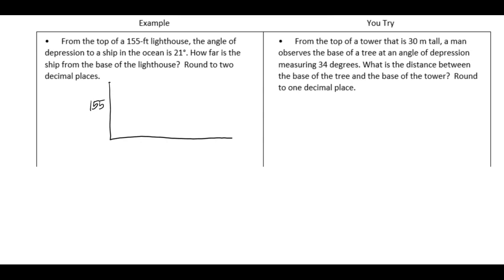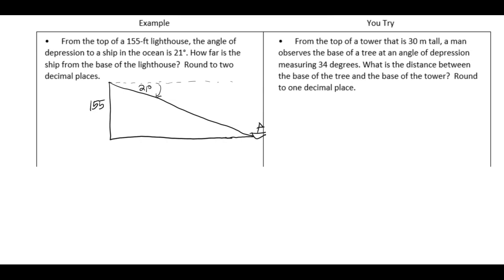If you're standing at the top of the lighthouse looking out in the horizontal, you'd have to look down 21 degrees to see this ship. This would be 21 degrees here. That's the angle of depression. The angle of depression is from the horizontal angled down.